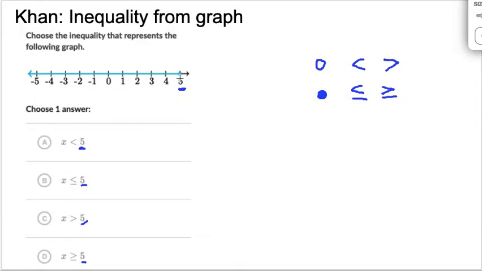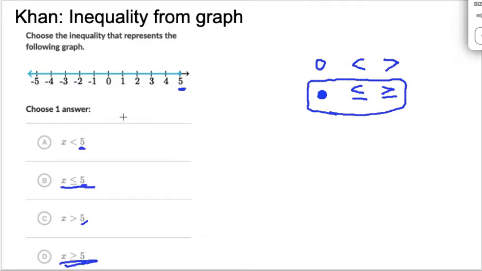So first of all, we look right here and we know it's a closed circle. So we know it has to be the greater than or equal to, or less than or equal to. So we know it's going to be either B or D. It's got to be one of those two because those are the ones that have the less than or equal to or greater than or equal to that make a solid dot.